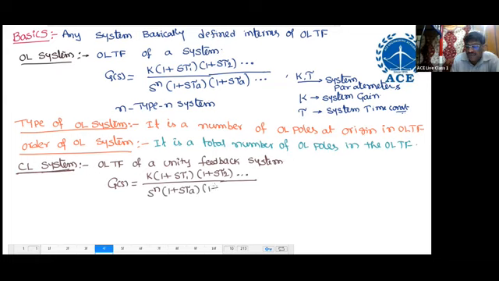Only in the closed loop, feedback exists. What is the feedback here? H of S equals 1. This is the mathematical standard form of the closed loop system. Okay. Now, here, type and order.